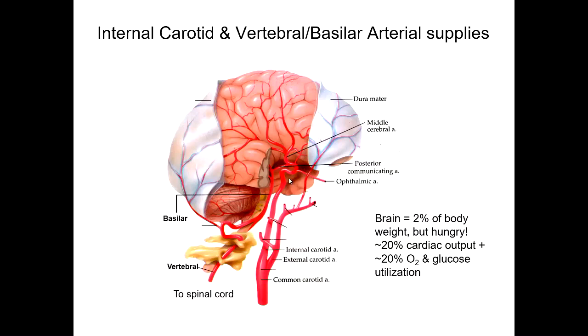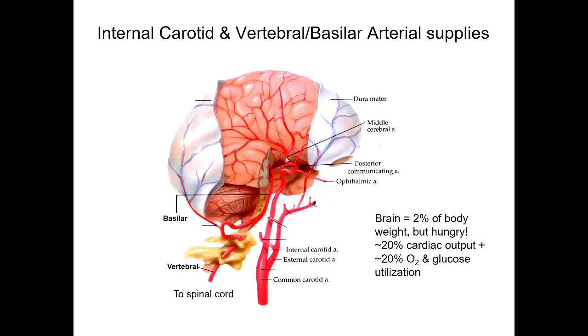Actually, that loop is found within a venous sinus, which you're going to hear more about in the future. So I'm just going to mention it now. It's called the cavernous sinus. And it also gives rise, here you see, to the ophthalmic artery that enters the orbit to supply its contents.